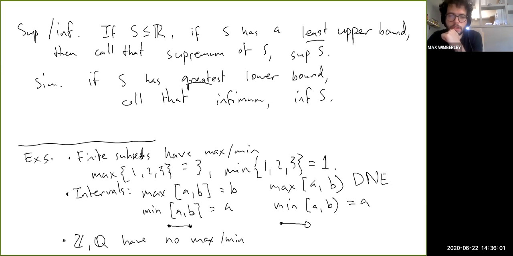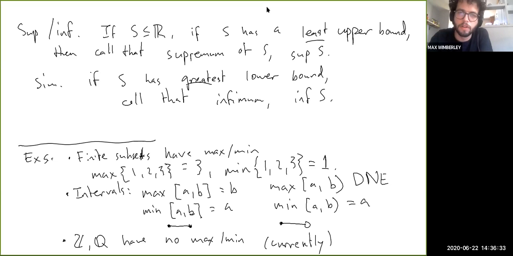So yeah, the supremum of this half open interval is B, the infimum is A, and Z and Q currently have no supremum or infimum. I'll say this is currently because we're going to define the symbols plus and minus infinity, and we will be using those just as shorthand basically, but those are sort of artificial. They're not actually numbers. They just stand for saying things are not bounded above or not bounded below.